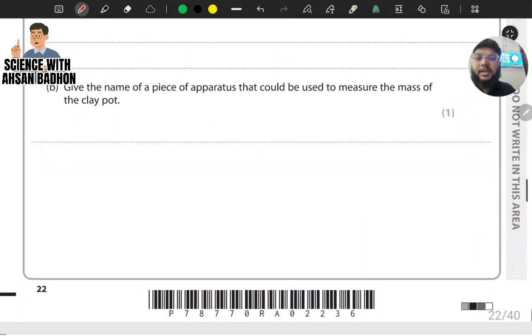Let's move on to number B. Give the name of a piece of apparatus that could be used to measure the mass of the clay pot. Okay, so we are measuring the mass here. Mass can easily be measured using a weighing machine or an electronic balance. So we can just write weighing machine.